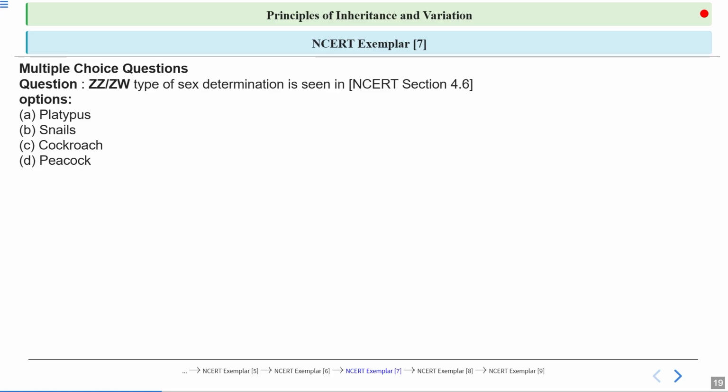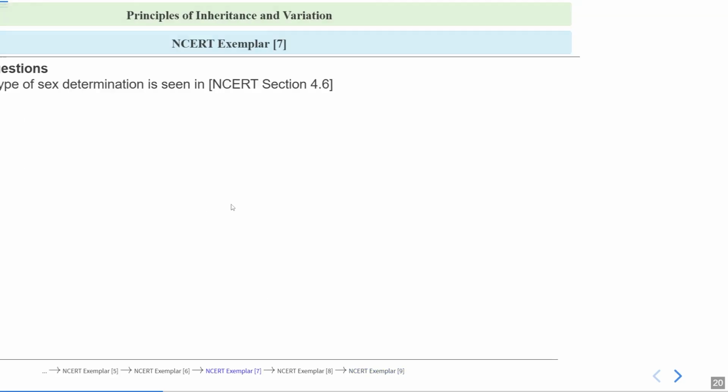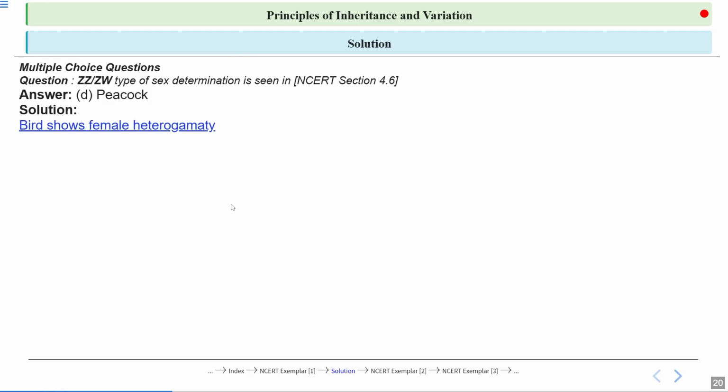Next question, ZZ-ZW type of sex determination is seen in. Options are platypus, snails, cockroach, and peacock. So what would be the correct answer here? Okay, let's have a look at the answer now. So here the correct answer will be peacock, option number D. So ZZ-ZW type of sex determination system is observed in birds.